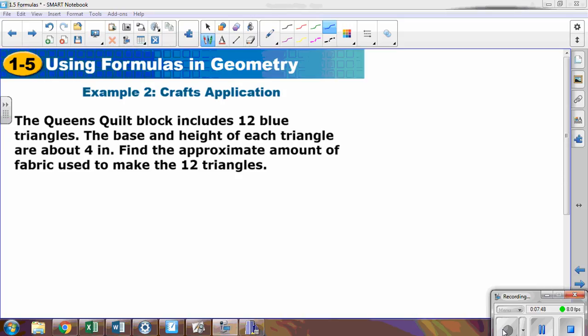All right, let's consider this one now. The Queen's quilt block, of course it's a quilting pattern, has 12 blue triangles. The base and height of each triangle are about 4 inches. Okay, so that's telling us the base is 4 and the height is 4. Find the approximate amount of fabric to use to make the 12 triangles. Which one is this? Is this an area problem or a perimeter problem? And how do you know?